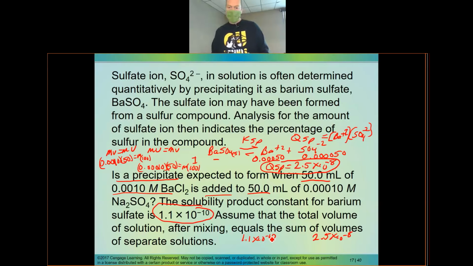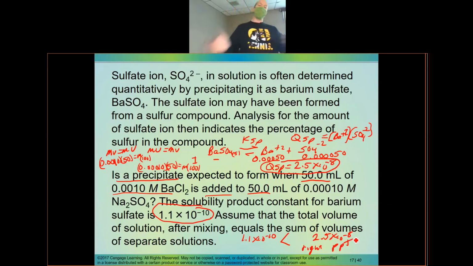And we see that our QSP is much larger. And so your KSP is less than your QSP, and so the reaction goes to the right. Anytime your reaction goes to the right, you have a solid on the right. And so that forms a precipitate.